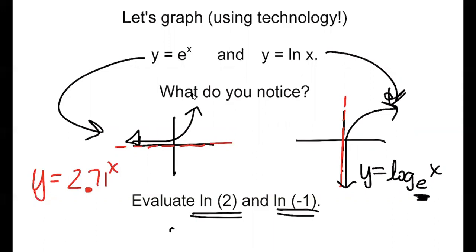The ln of 2, hopefully you get 0.6931. For the ln of -1, it shouldn't work. Remember, this argument always has to be positive. Always has to be positive, okay? All right, we're almost done here.